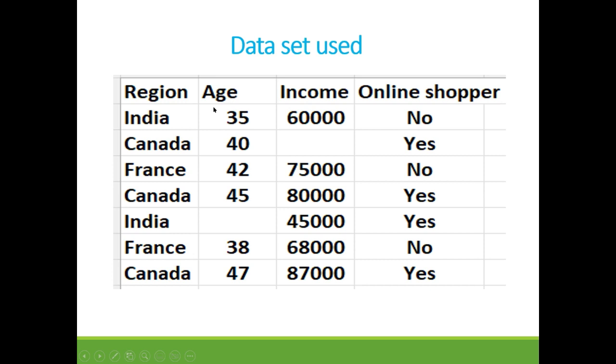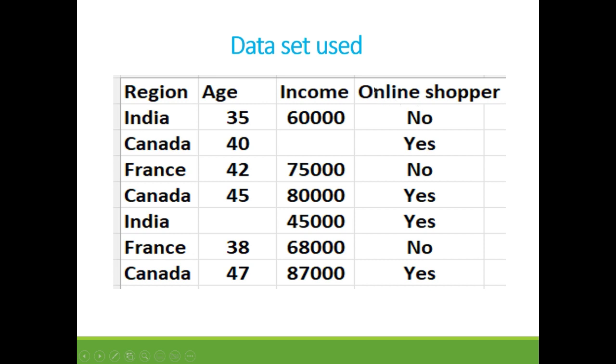Here we have the dataset. In this dataset we have 4 columns. The 3 columns are region, age and income, and the last column is the online shopper variable. The first 3 columns are known as the independent features, and the last column is known as the dependent feature.